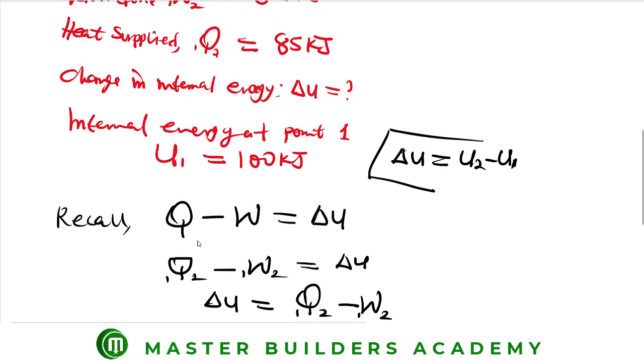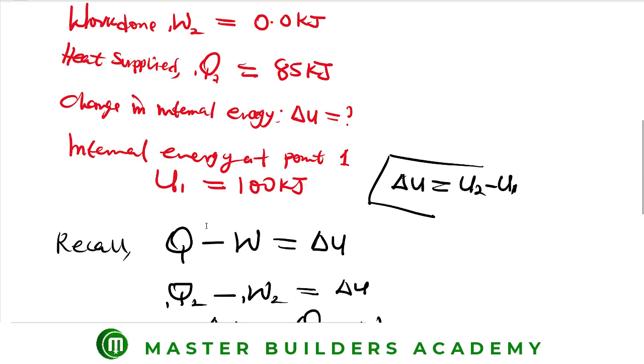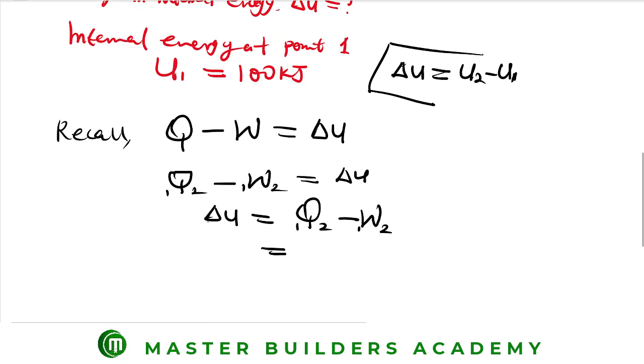And then what is Q1 to 2? As you can see here, Q1 to 2 is 85, while work done is 0. So we just have 85 minus 0, and then we have 85 kilojoules.